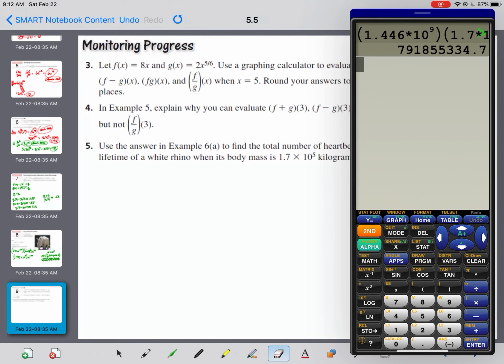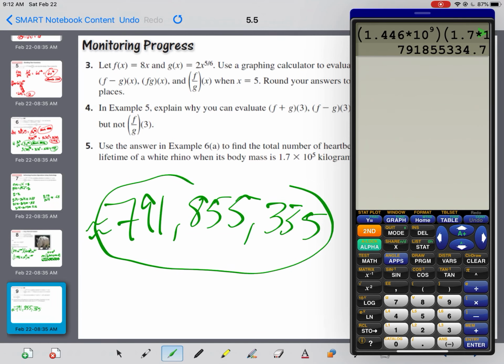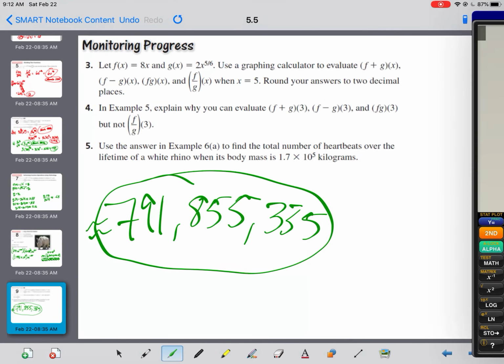And so, how many heartbeats? Let's see, count the things. 791,855,334, probably 335 when we round it, because it's a heartbeat. You're not going to have some of a heartbeat. Your beat, it's going to beat or not beat, hopefully. That'd be the best for you.